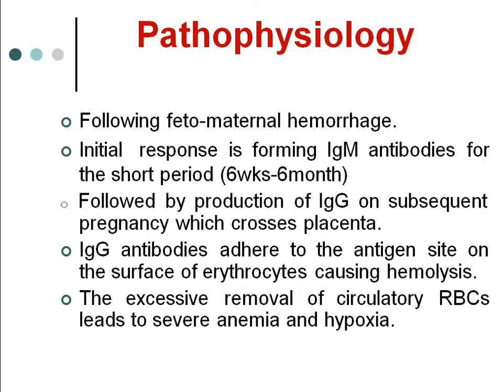After this, what happens in later stage? In the secondary reaction, the antibodies which are produced are IgG. IgG is rapidly produced, number one, and number two, it crosses the placenta. So from the mother, this antibody crosses the placenta and enters the fetal circulation. These antibodies then adhere to the antigen site on the surface of the fetal RBCs and cause destruction of these RBCs. So these RBCs are destroyed, and if the RBCs are destroyed, then what happens?